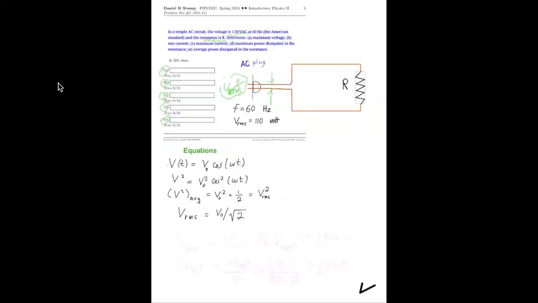So the first question is, part A, what's the maximum voltage? Well, the RMS voltage is 110 volts. So the maximum voltage will be V0 times the square root of 2 by this equation.